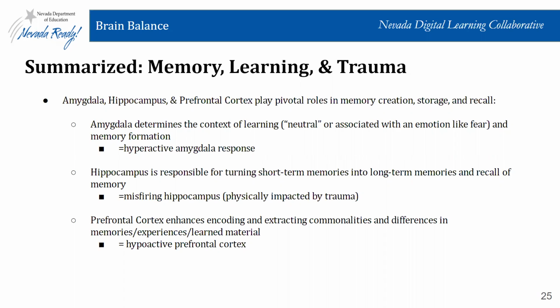And then the prefrontal cortex enhances the encoding and extracting commonalities and differences in your memories, experiences, and learned material. This is where not only the encoding is formally happening, but the extracting commonalities and differences, the recall, right? Why are these memories relevant? Later on, when you're trying to recall the memories, you think about the relevance and you pull those memories up.